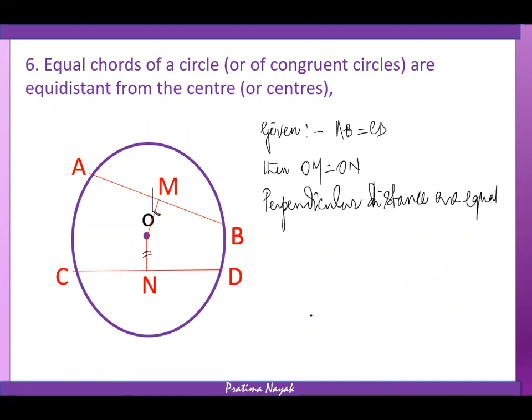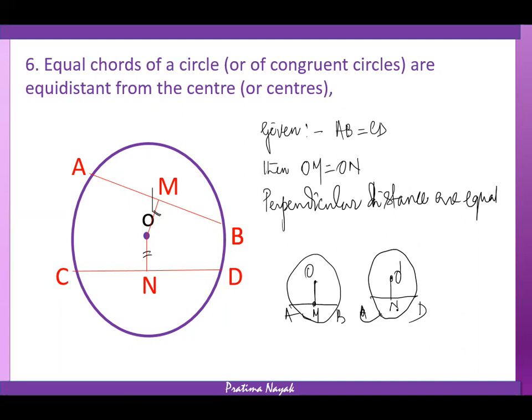So this happens in congruent circles also. Here, if there are two equal chords AB and CD, and this center is O, this center is O', then the perpendicular distance from O and the perpendicular distance from O' will be equal. If AB is equal to CD, then your OM will certainly be equal to O'M.